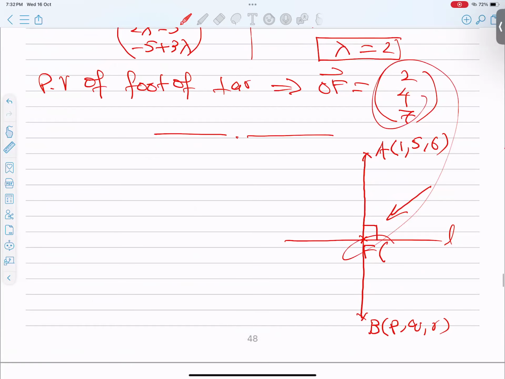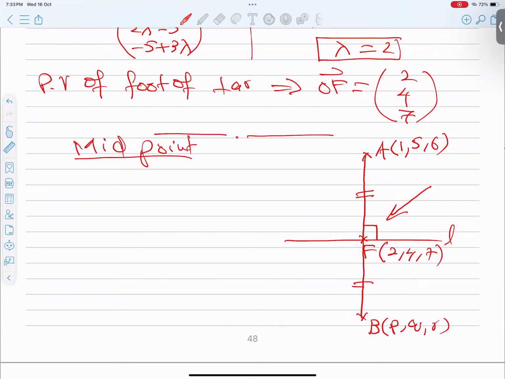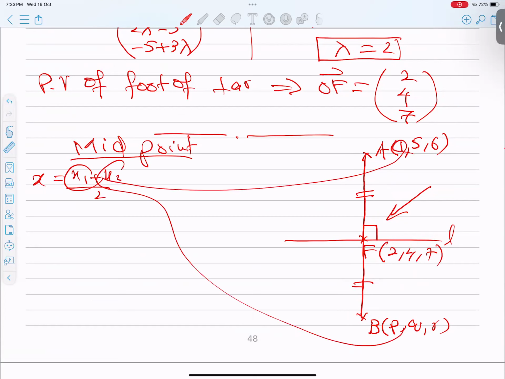The F coordinate, I got it 2, 4, 7. So this distance and this distance are equal. So F is acting here as a midpoint. So I will use the midpoint formula. Basically the midpoint formula, you know, x1 plus x2 divided by 2. And for your knowledge, this is called one corner. This is called second corner. And this is called midpoint.